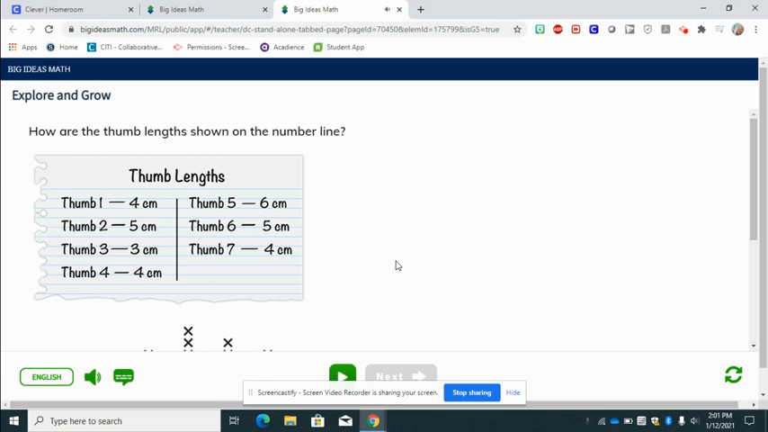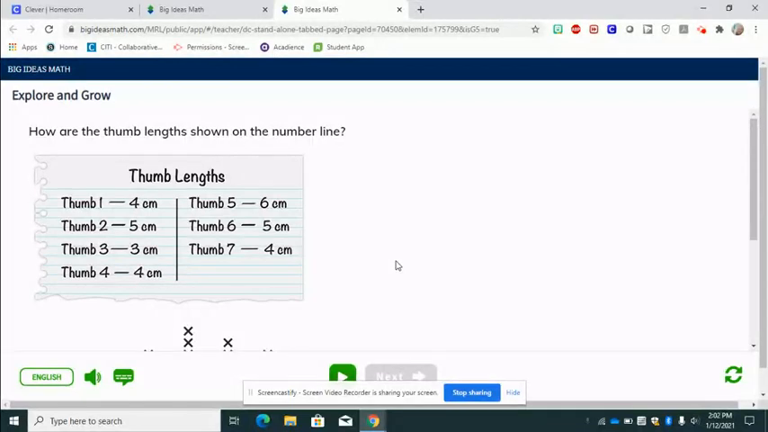Hey boys and girls, we are on lesson 13.6 in our Big Ideas Math. We have been talking about charts, and we've been answering questions based on the information in tally charts, picture charts, and bar graphs. Today we're going to learn another way to organize data by using line plots.